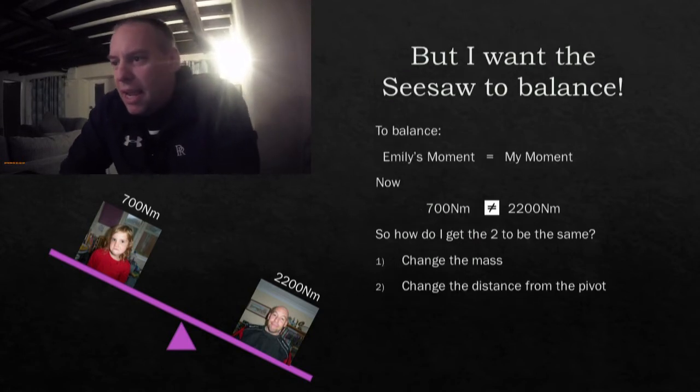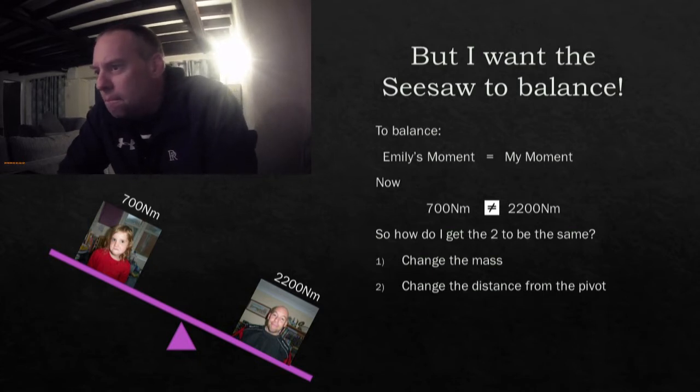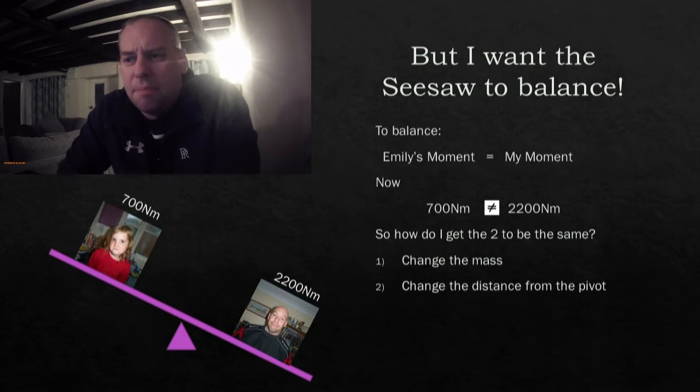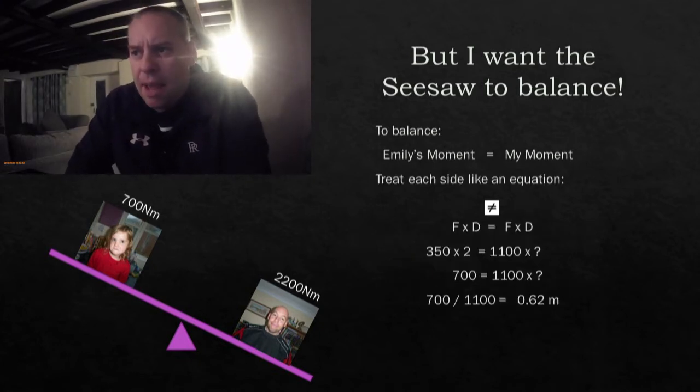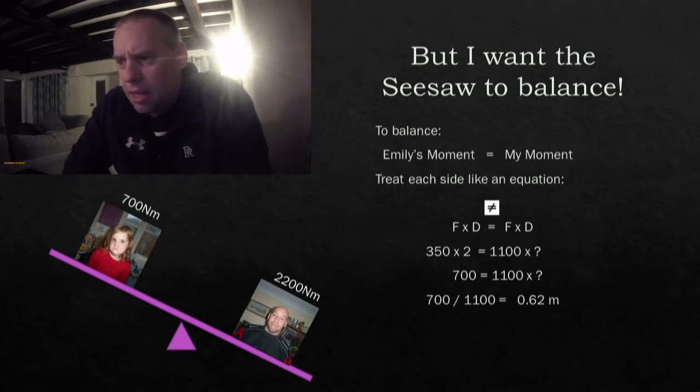I've put this here in a little statement, and that little sign that looks like a train station sign, isn't it? That means is not equal to. So 700 Newton meters is not equal to 2,200 Newton meters. Therefore, I will drop down to the bottom. Emily will rise. Now, if I want to balance, we need to get Emily's moment to equal my moment. And we've just talked about changing the distance from the pivot.